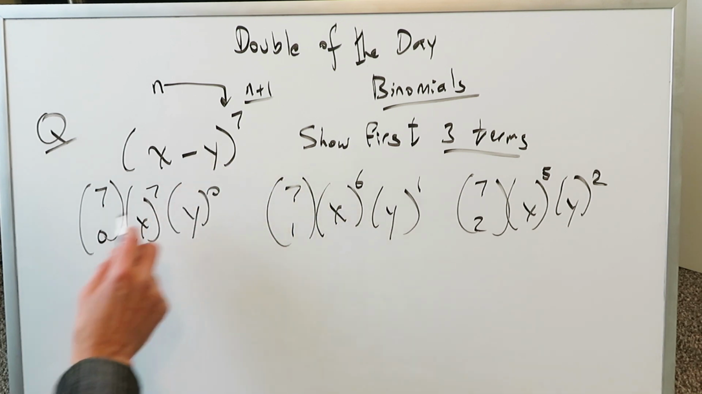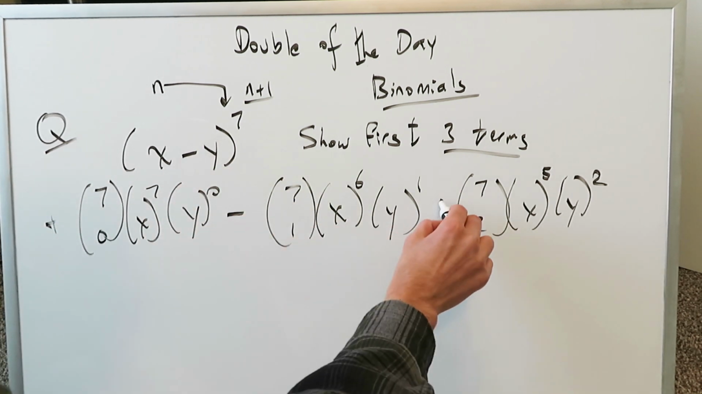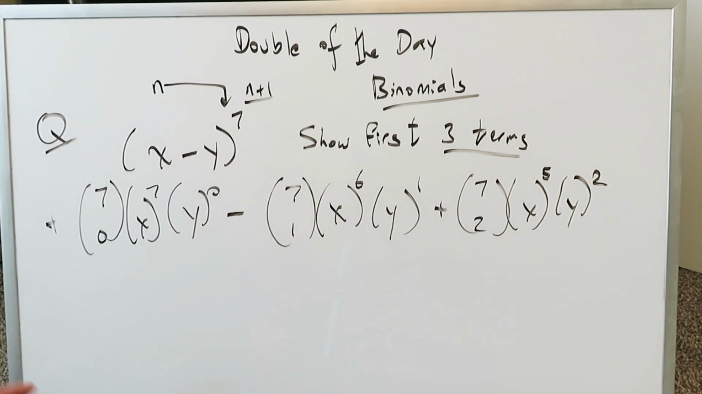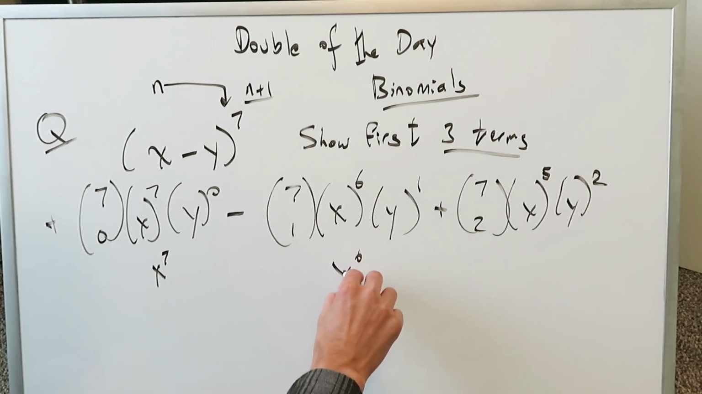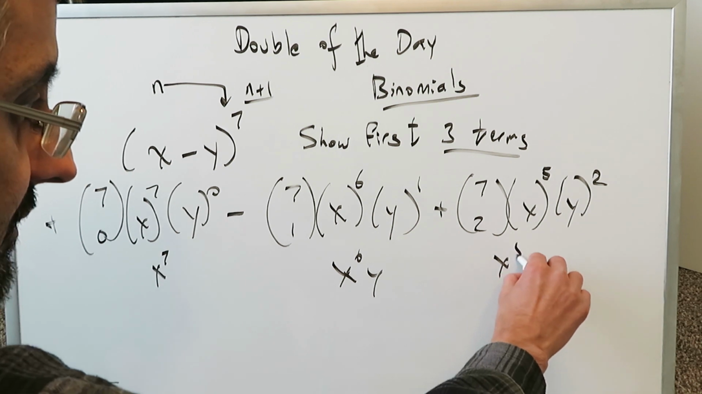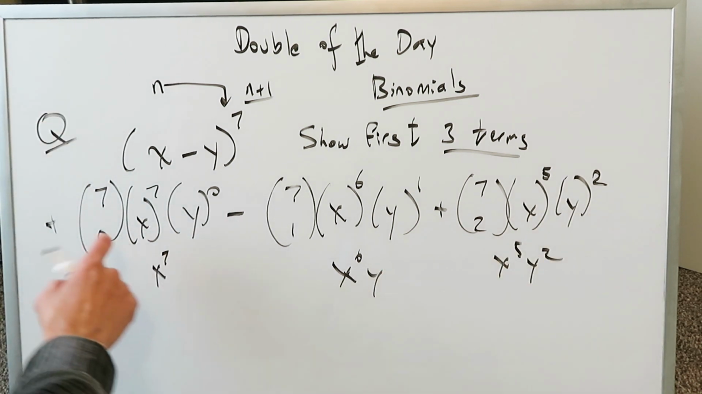Now when you have a minus here, you start with a positive, and then you just alternate the sign, and that's exactly how things will play out. Everything over here, x to the 7 will stay as is. Here we have x to the 6 and y. Here we'll have x to the 5 and y squared, but we need to bring in the coefficients.